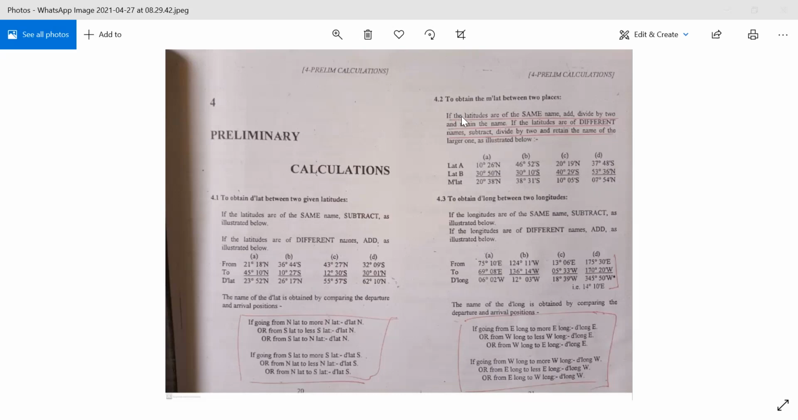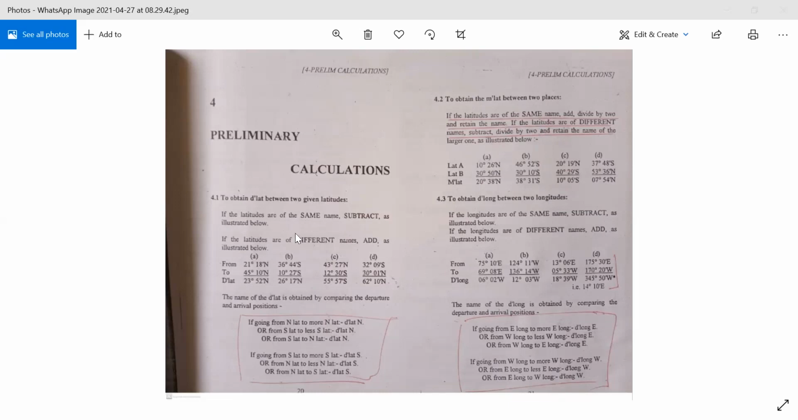In this book, they said if the latitudes are the same name, add, divide by 2, finish, and retain the name, of course. If the latitudes are different names, they said subtract, then divide by 2 and retain the name of the larger one as illustrated below. It's the same thing, but I just like the easiest way. If you forget, subtract, divide by 2, you've already started confusing yourself. It's correct, right? But that's my own way of doing it.